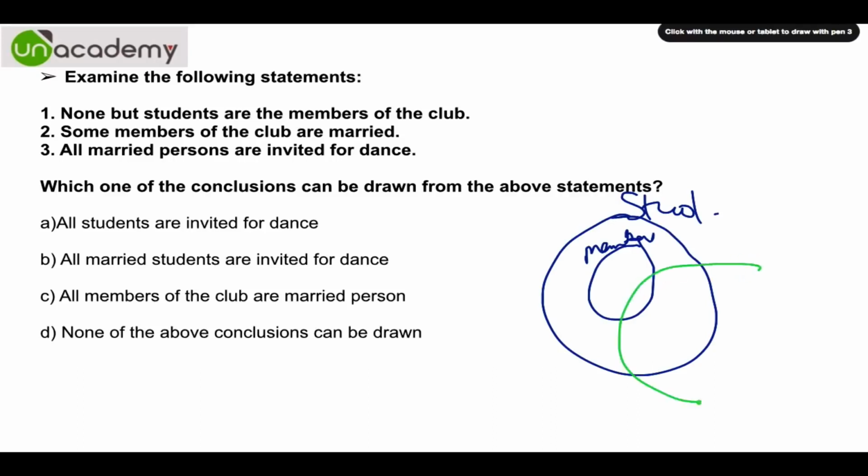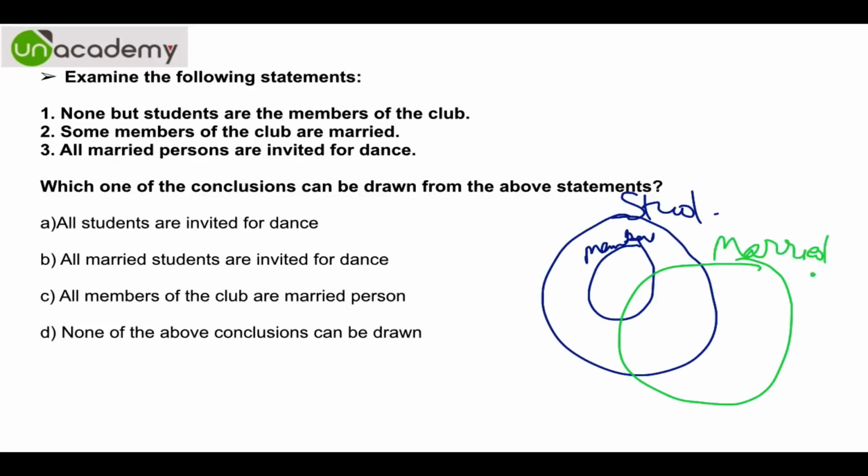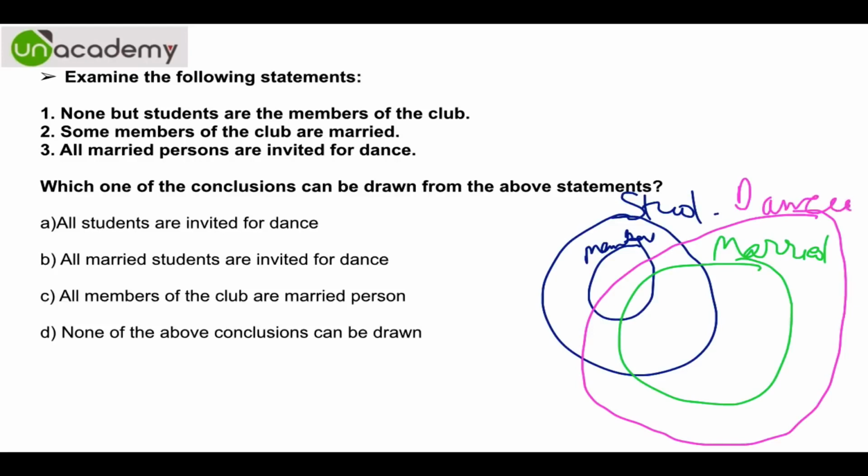Okay, so this is something like this. So these are married persons. All married persons are invited for dance. So all the married persons, that is this portion, is invited for dance. There might be some cases where non-married are also invited, but all the married persons are invited for dance. That is true.